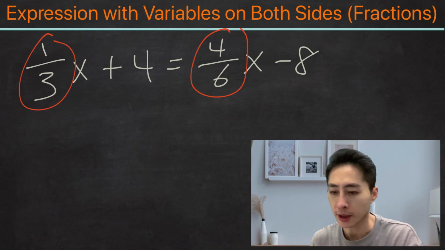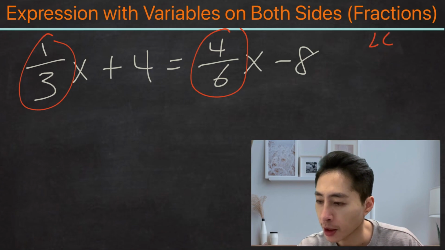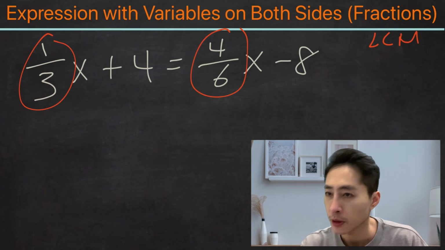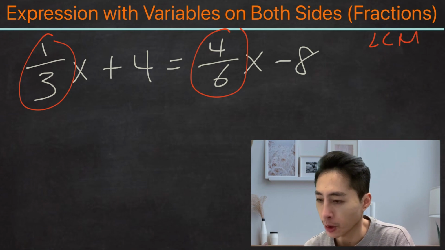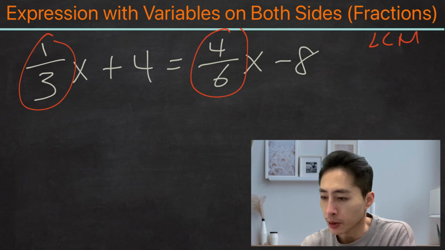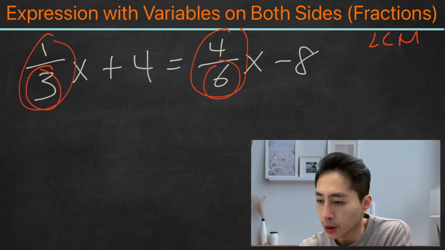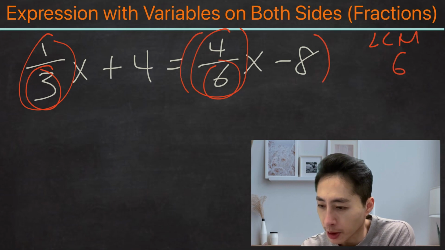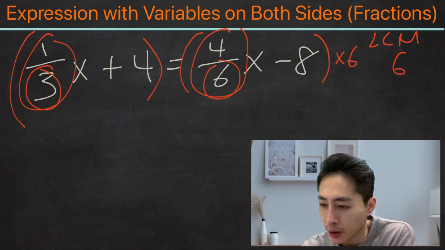And we need to isolate x by itself, so we need to find the least common multiple, which we can multiply both fractions by so the coefficients become whole numbers. So we can see the denominators being 3 and 6 here, so the least common multiple is 6. And that means we need to multiply both expressions by 6.